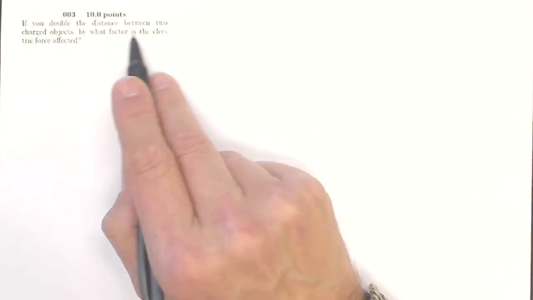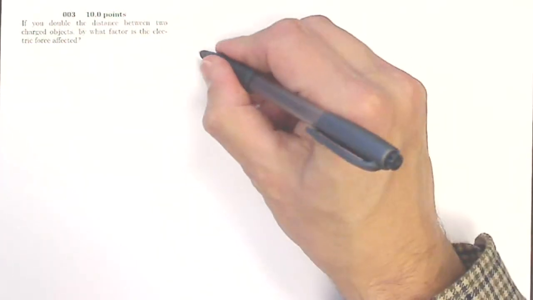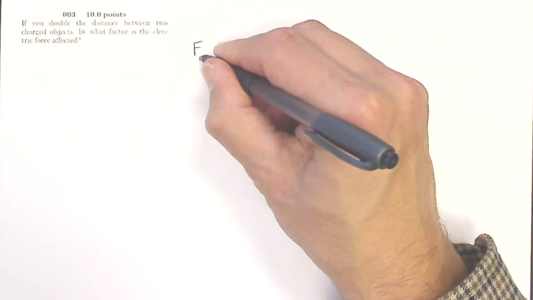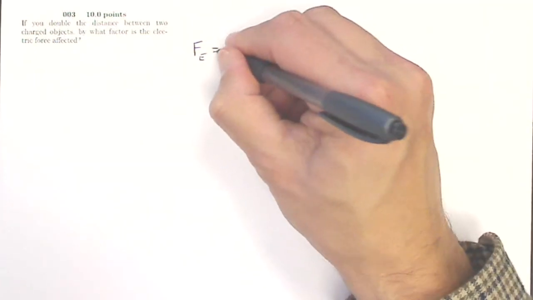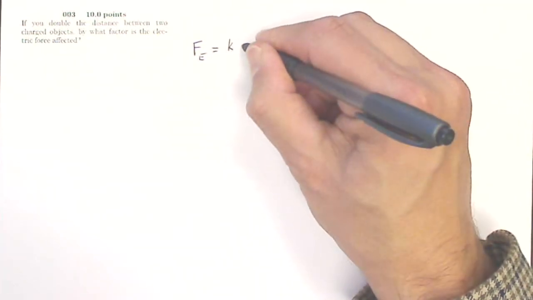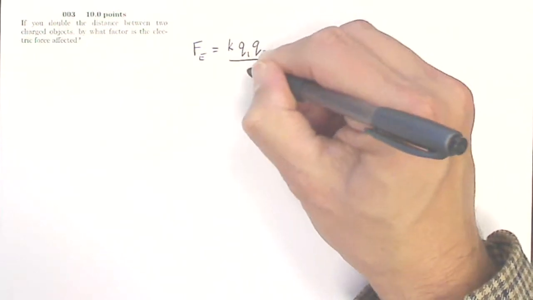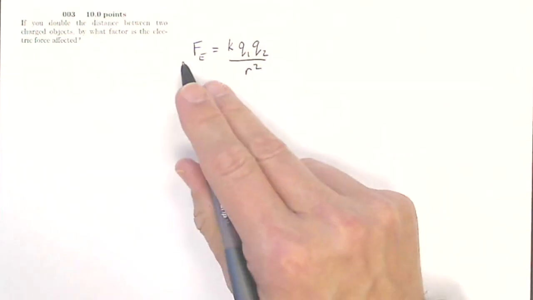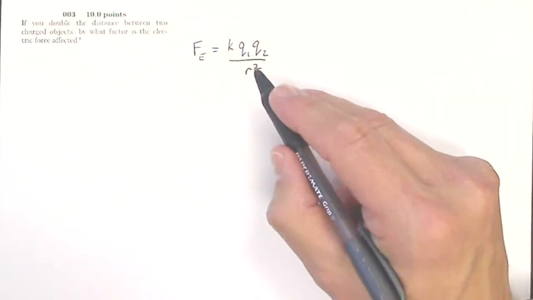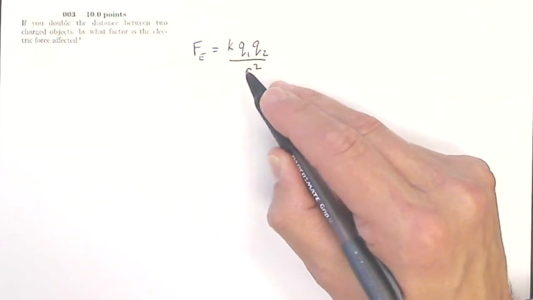If you double the distance between two charged objects, by what factor, or how many times, is the electric force affected? Well, I start with a force between two electrically charged objects, and it is going to be K Q1 Q2 over R squared. That's my initial force. What I'm doing is doubling the distance, so R is going to be doubled.